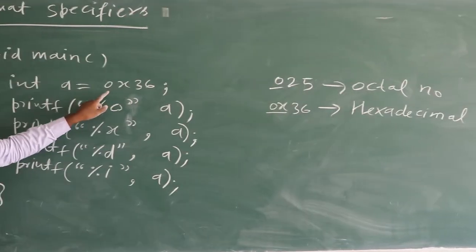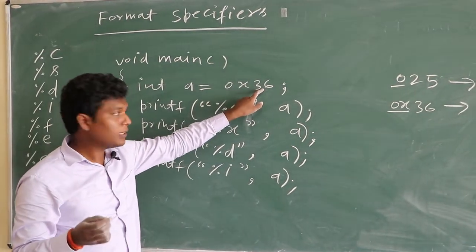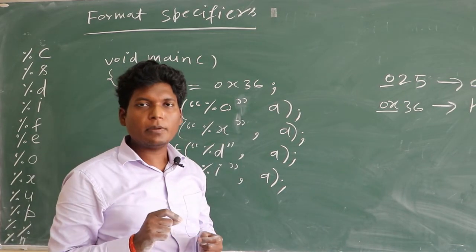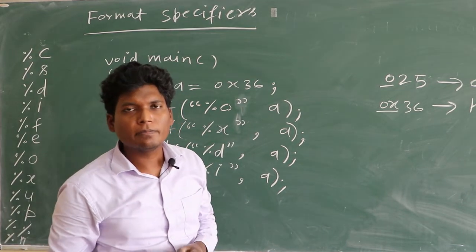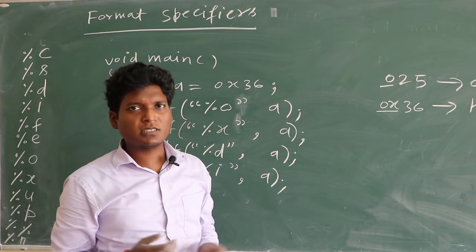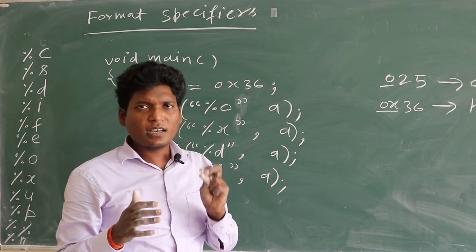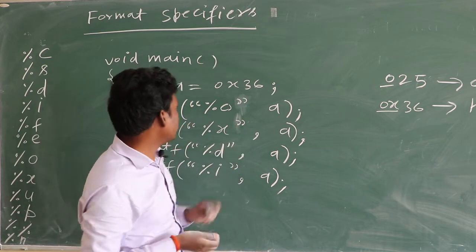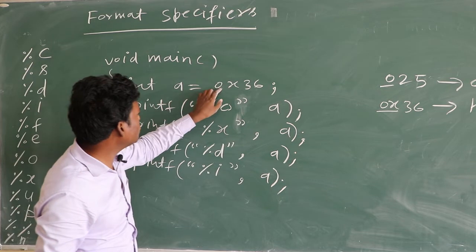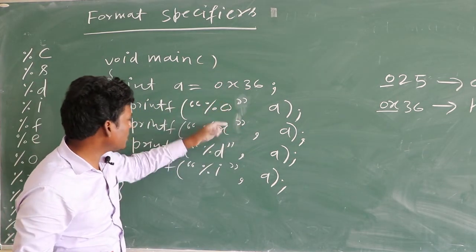So here 0x36 is a hexadecimal number. This is an integer, that is also an integer. An integer may be in any number system. Integer may have decimal number system, binary number system, octal number system, hexadecimal number system, or any other number system. So all are integer numbers. So int a equal to 0x36. So a has 36, that is in hexadecimal, which is 54 in decimal number system.